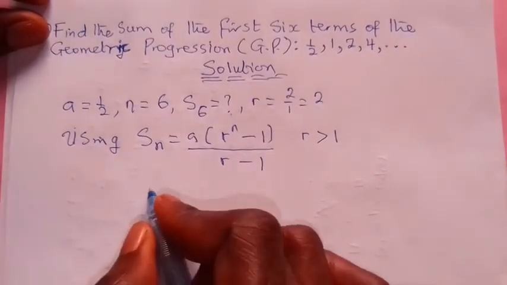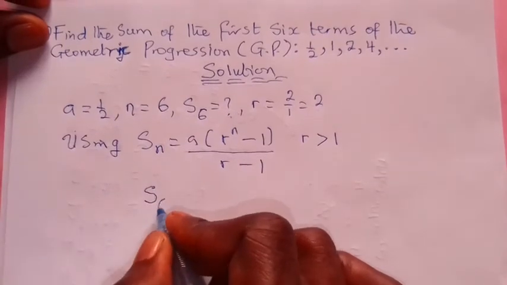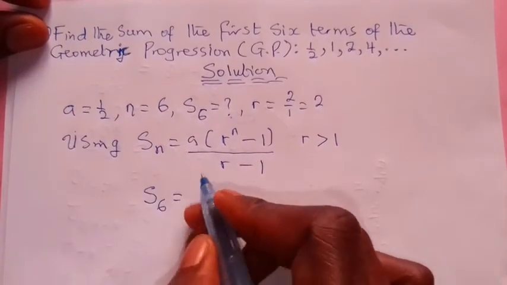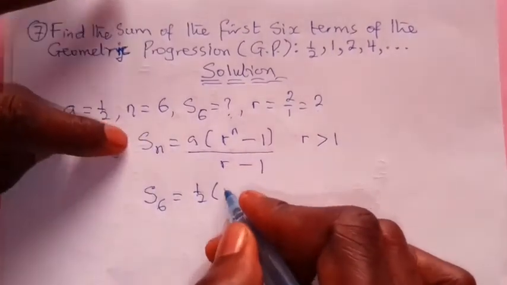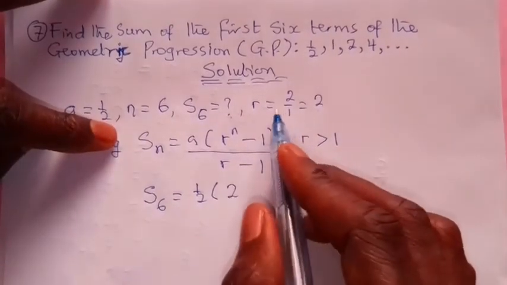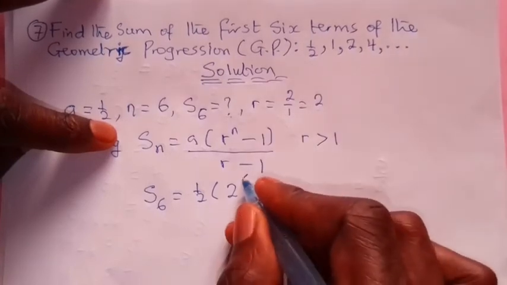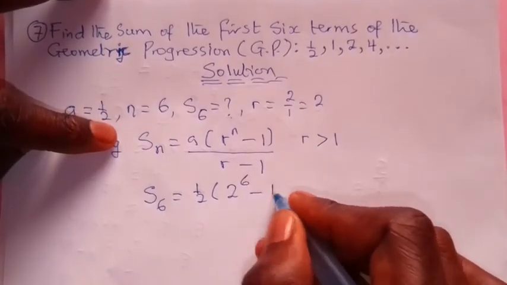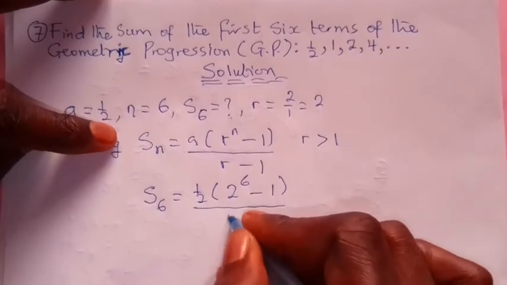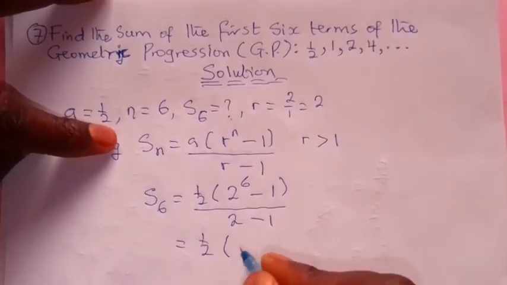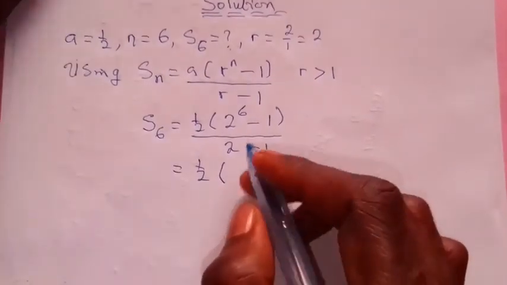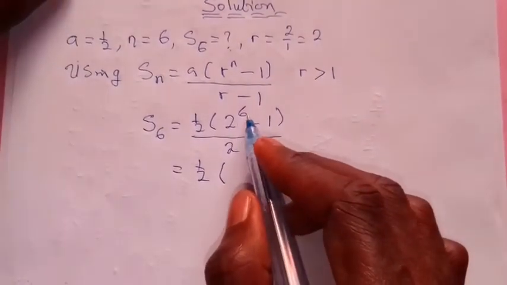So now we can substitute the values we've gotten so far. We say S sub 6 equals A, A is half, then into bracket, our r is 2, based on what we have here, r equals 2, then power 6 minus 1, then all divided by 2 minus 1. So here we're going to have half into bracket 2 power 6.